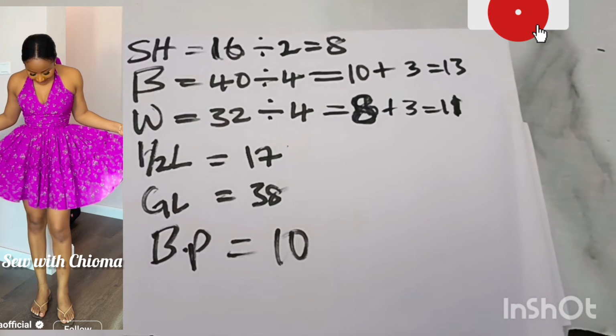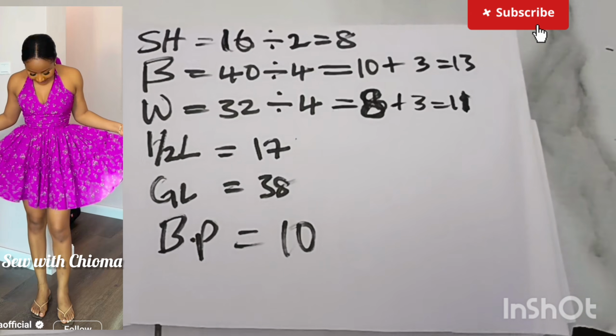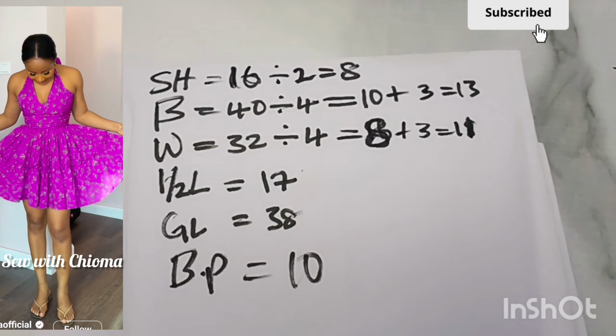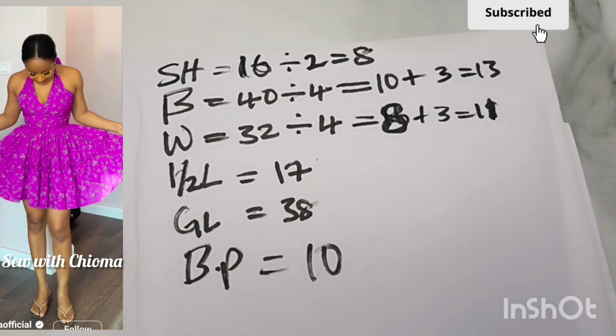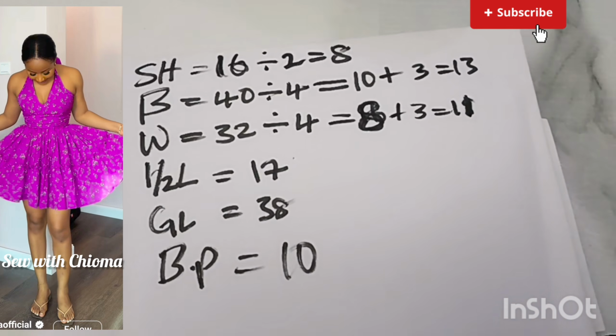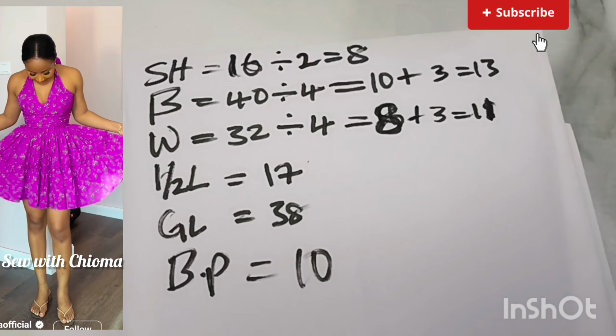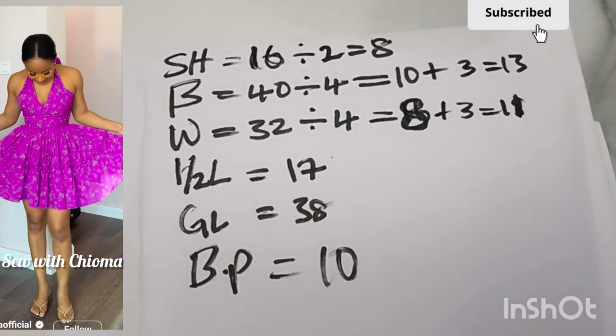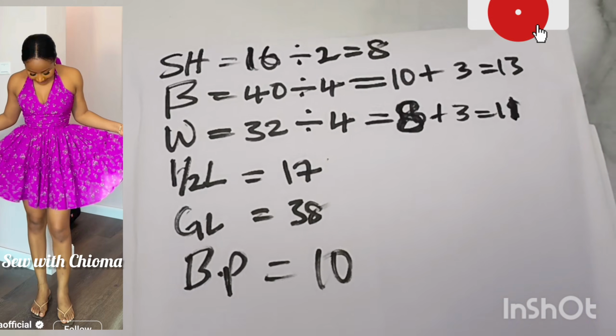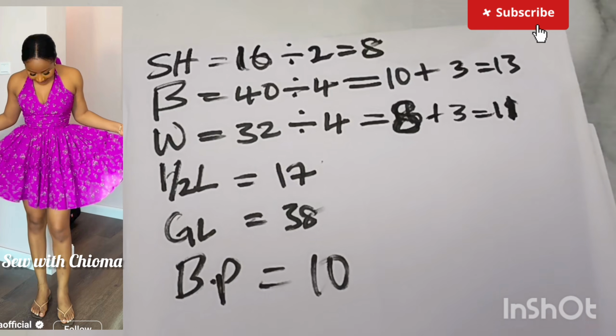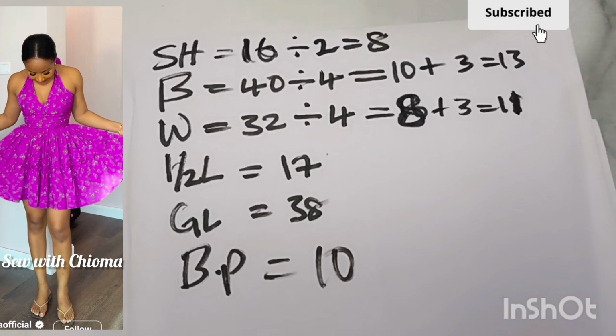Okay, so basically this is the calculation I'll be working with. The measurements: shoulder 16, bust 40, waist 32, half length 17, gown length 38, bust point 10. All right, now it depends on the kind of dart you'll be using. It is a matter of choice.